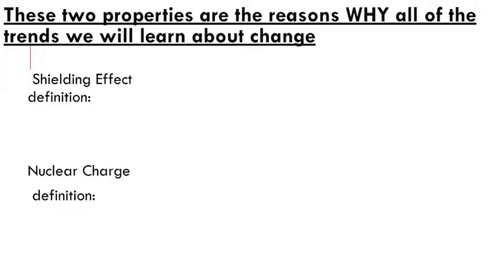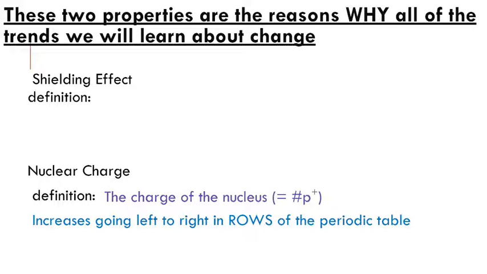So, we're actually going to start with the nuclear charge. And just like it sounds like, nuclear charge is the charge of the nucleus. And the only thing that has a charge in that nucleus are the protons. So this nuclear charge is equal to the number of protons. And while it might seem like this will change and every single element will have a different nuclear charge, this actually only is going to increase going from the left to the right in the rows of the periodic table.